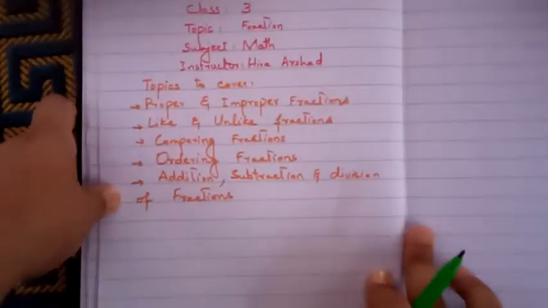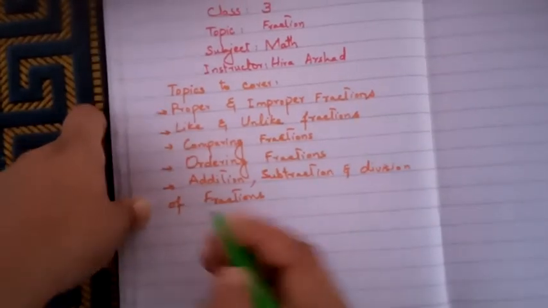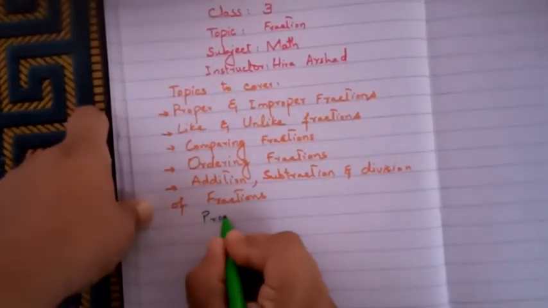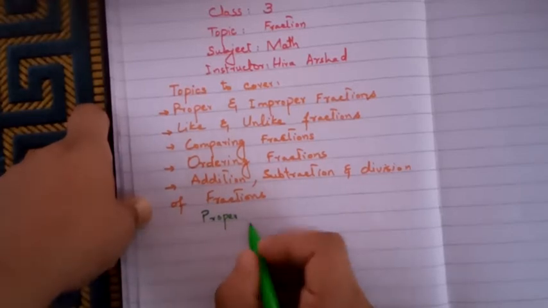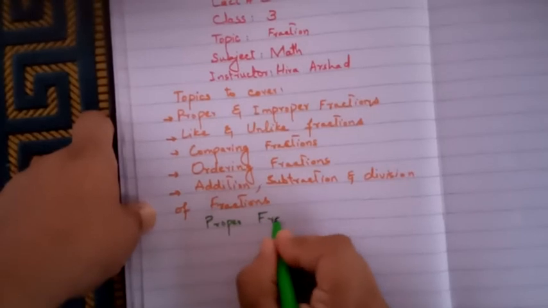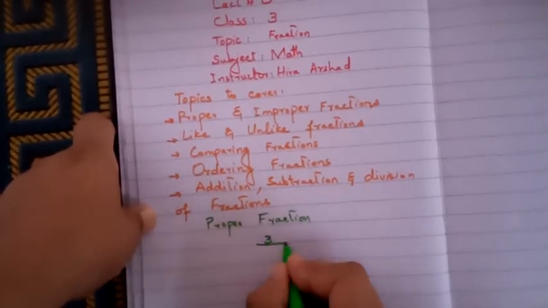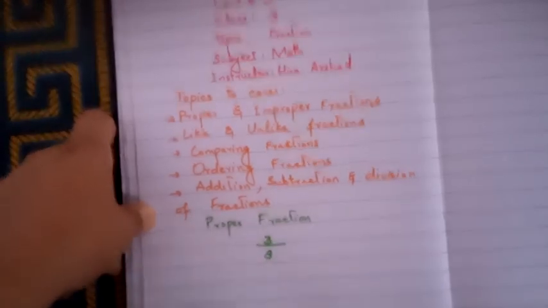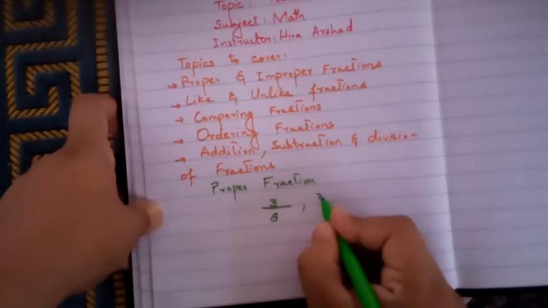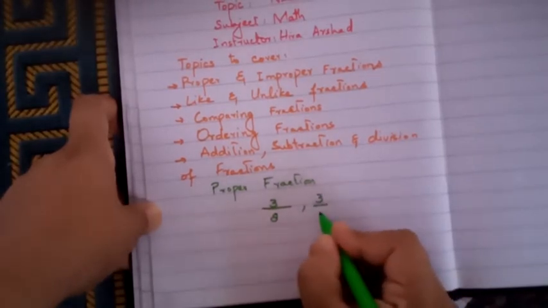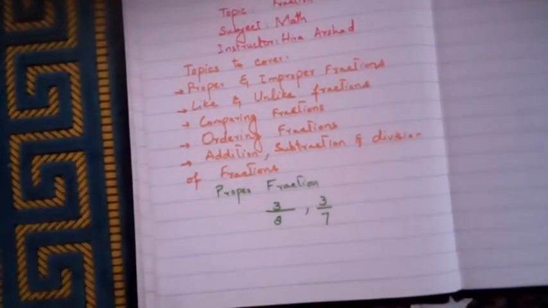How can we say that a fraction is a proper or improper fraction? If the fraction has a denominator greater than the numerator, then the fraction is said to be a proper fraction. If the numerator is less than the denominator, then the fraction will be said to be a proper fraction.